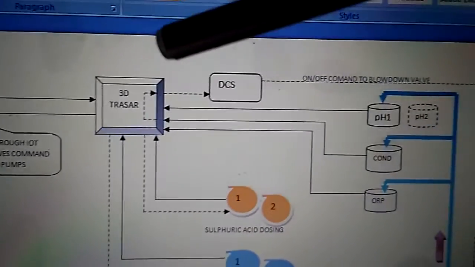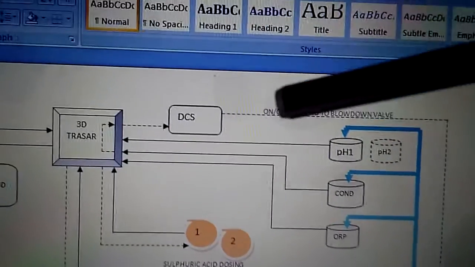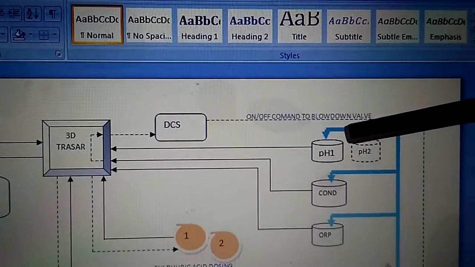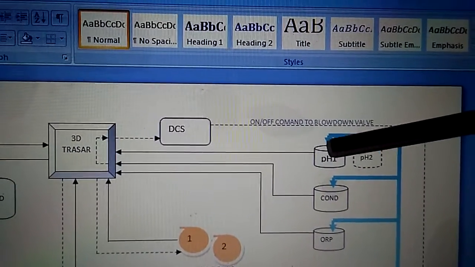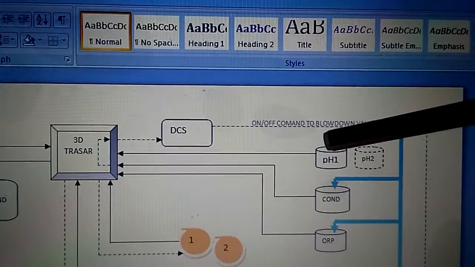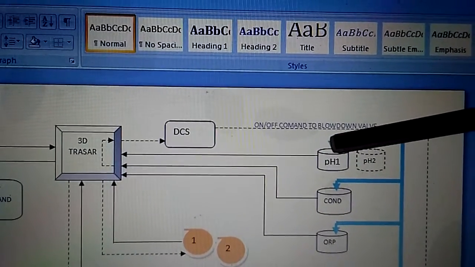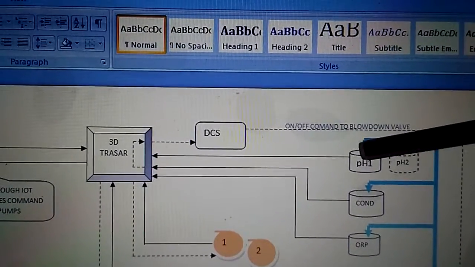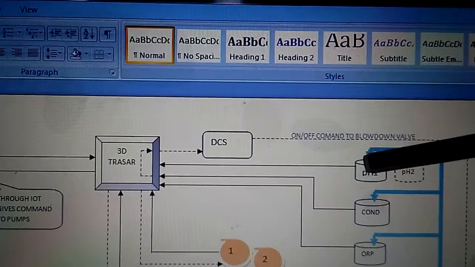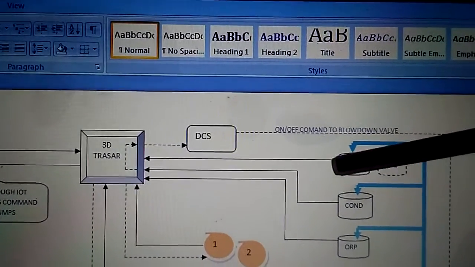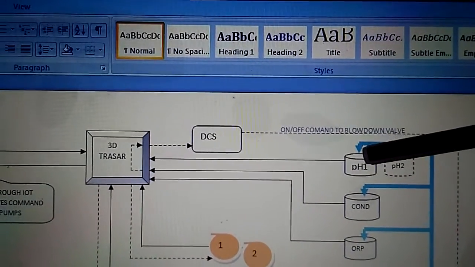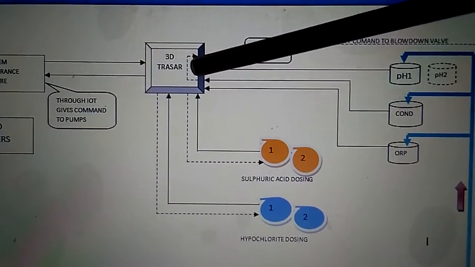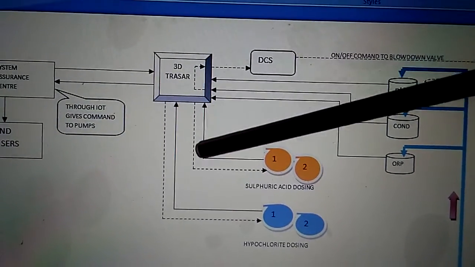Now I can just explain how it controls the pH of the system. Suppose this pH probe measures the pH at 7.8, and it can maintain pH in the band from 7.8 to 8.1. Whenever the pH of the system reaches 8.1, it gives a signal to the 3D tracer that the pH is 8.1. The 3D tracer is programmed in such a way that it gives signals to the dosing pump.